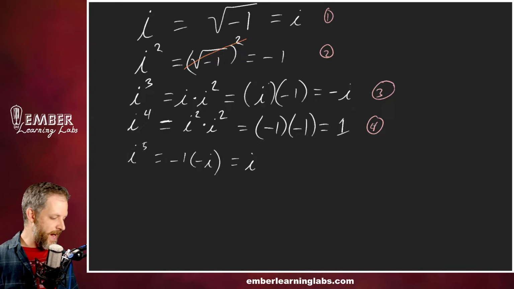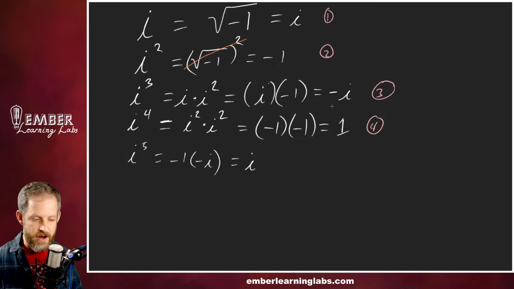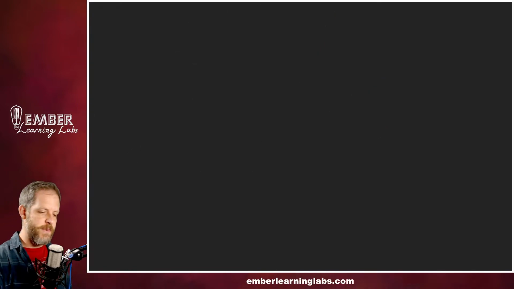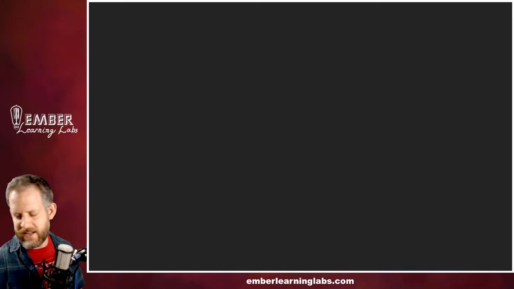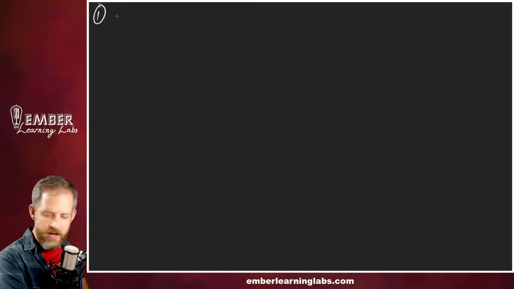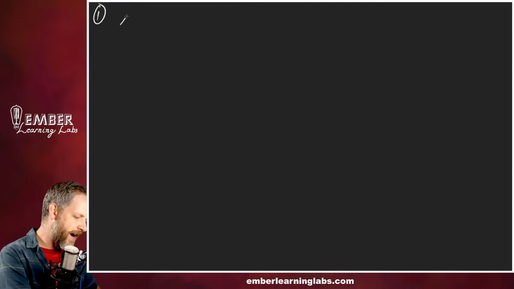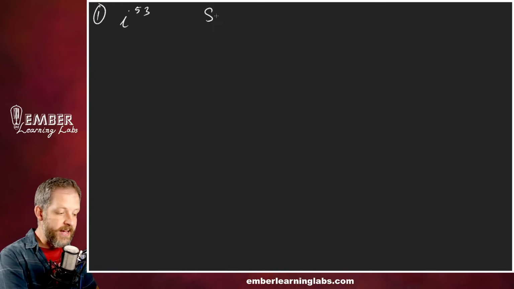If we have i to the 7th, that would equal the same as i cubed, which is the same as negative i. Right? And so the type of example we see using this information is something kind of like this. We'll call this example 1 on this video. And if we're looking at something like i to the 53rd, and the instruction said something like simplify, right?